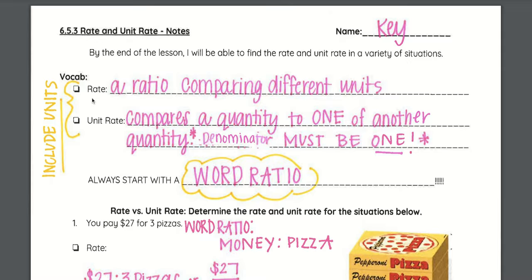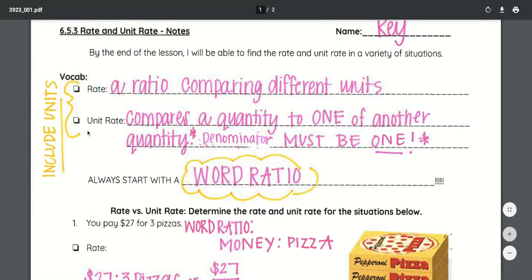Okay, so the first word is rate. We've already learned about ratios and that they are comparing. This gets a little bit more specific. A rate is a ratio comparing different units. So it's specifically when we are comparing two different kinds of things. I think you'll see some examples of that in a few minutes.